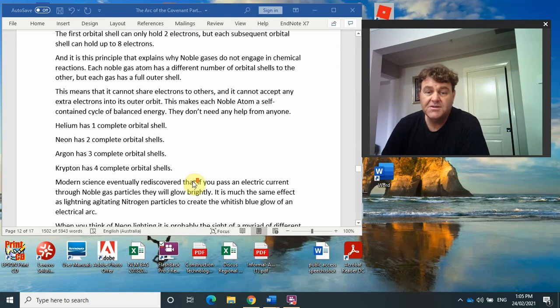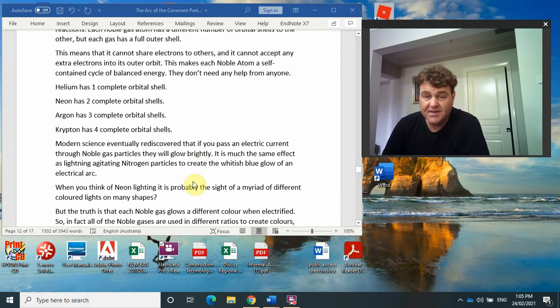Modern science eventually rediscovered all this, and they rediscovered that if you pass an electrical current through noble gas particles, they will glow very brightly. It's much the same effect as lightning. When it strikes, it agitates the nitrogen particles in the air, and that creates that whitish blue glow of every electrical arc, including lightning.